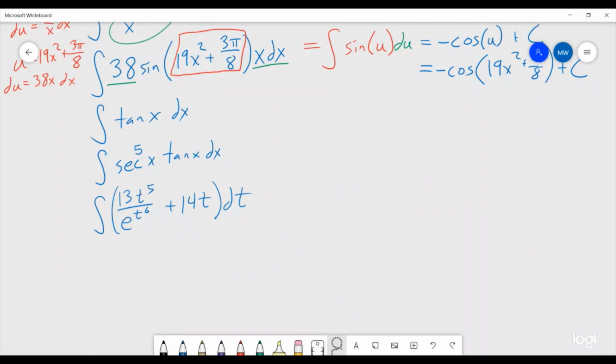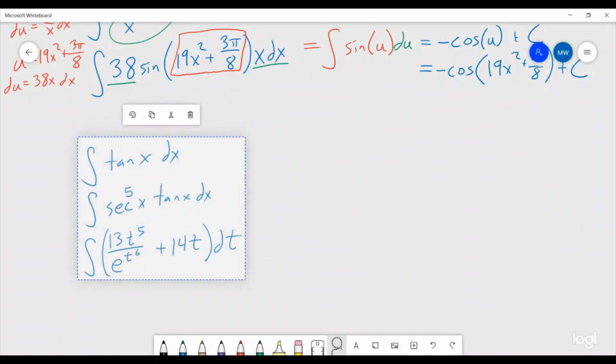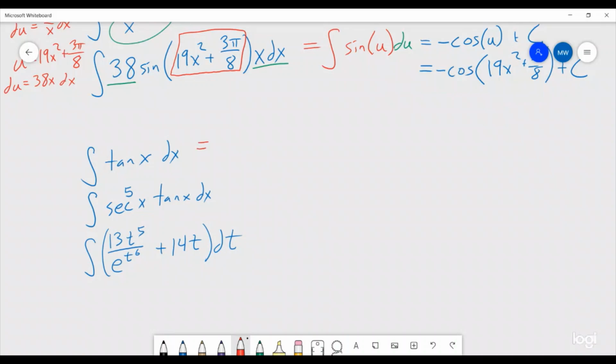How about the integral of tangent x? How would we do that? Well, to do this, what we're going to have to do first is rewrite the integral so that we can be able to pick a u. So if we rewrite this as tangent is sine x over cosine x, in this case, what's the ugliest piece? Well, it's the fact that we have this cosine in the bottom. So I am going to want to say that u is cosine of x.